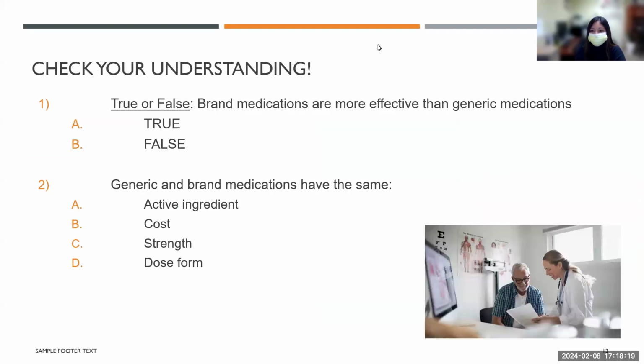Okay, so let's check our understanding again. This time we have a true and false question. True or false, brand medications are more effective than generic medications. A is true, B is false. And for the second question, generic and brand medications have the same A, active ingredient, B, cost, C, strength, D, dose form. I will say for the second question, there are multiple answers.